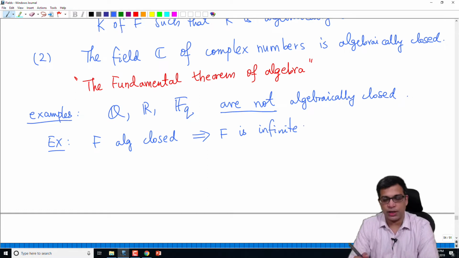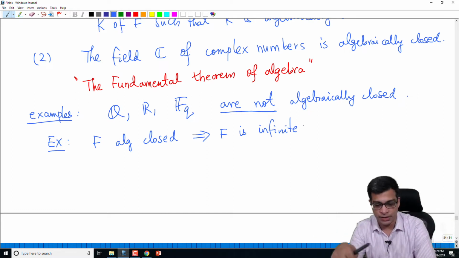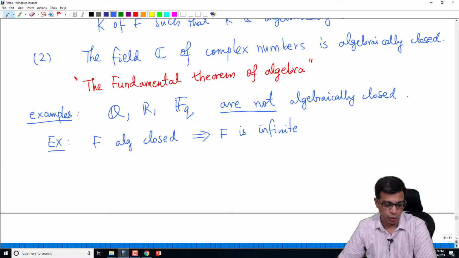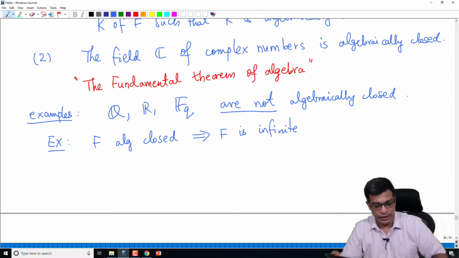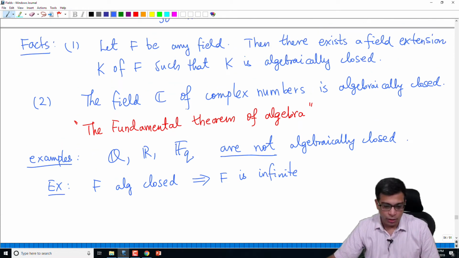The point is, you can consider lots of irreducible polynomials, infinitely many, and each of them has a root, so that forces F to be infinite. So in particular, FQ cannot be algebraically closed. However, each of these fields is contained in an algebraically closed field. For Q and R, it's trivial because C contains them. For FQ, you have to work and use fact 1, and that involves some construction and application of Zorn's lemma to conclude that FQ is also contained in an algebraically closed field.